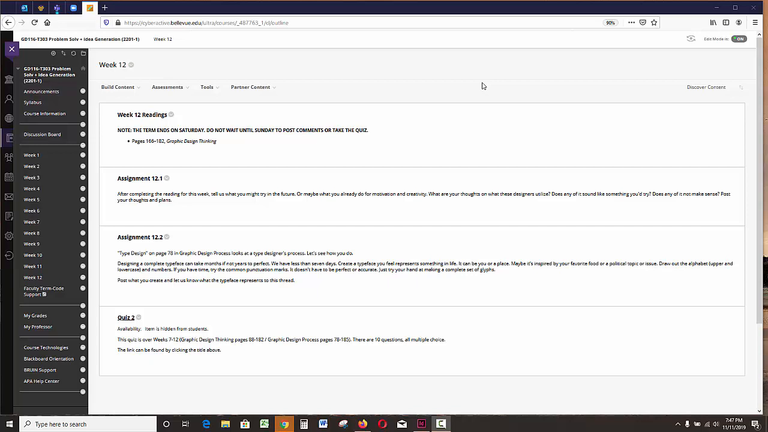After completing the reading for this week, tell us what you might try in the future or maybe what you already do for motivation and creativity. What are your thoughts on what these designers utilize? Does any of this sound like something you'd try? Does any of it not make sense? Post your thoughts or plans.